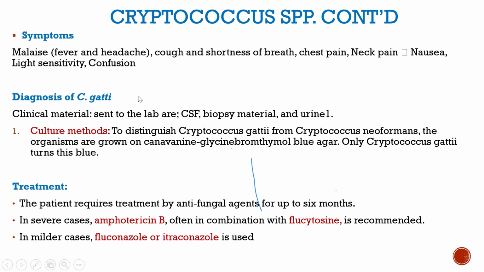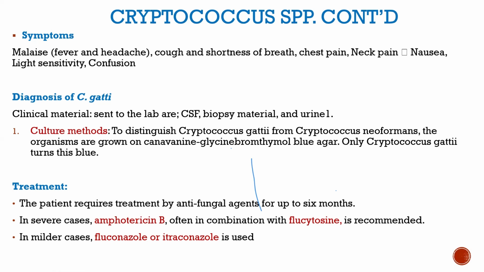Okay. Then diagnosis. As usual, the material you can send to the lab is the biopsy material and the cerebrospinal fluid. So when culturing this organism, to distinguish it from Cryptococcus neoformans, they can be grown on a media called canavanine glycine bromothymol blue agar. This is just a culture media used in growing microorganisms. When you grow this organism here, only Cryptococcus gattii turns this media blue. So when it turns blue, you know that it is actually Cryptococcus gattii and not neoformans.